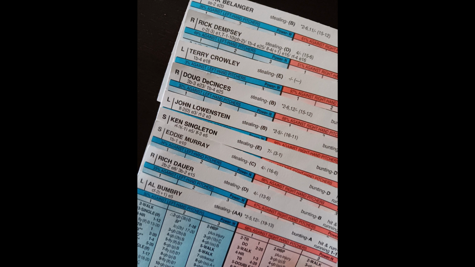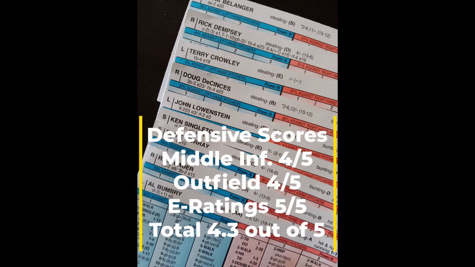For the overall E ratings on the team, I gave them a perfect score of a 5 out of 5 because I really like the E ratings at second base, shortstop, and center field. And there's really no holes when it comes to any of the E ratings on this team. Doug DeCinces has a very manageable E rating at third base. So I gave the Orioles' E rating score a 5 out of 5. So their overall defensive score came out at a 4.3 out of 5, which is very, very good.